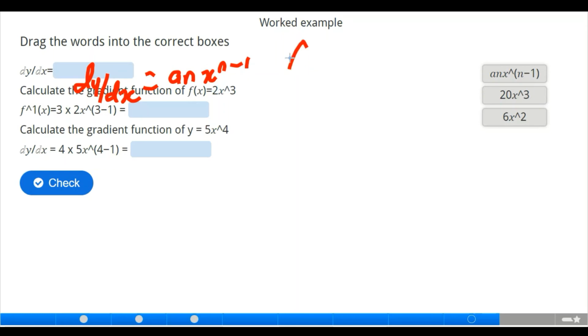So if you have a function here which is f of x equals 2x raised to power 3, here a is going to be 2, right? n is going to be 3. So let's use that formula.